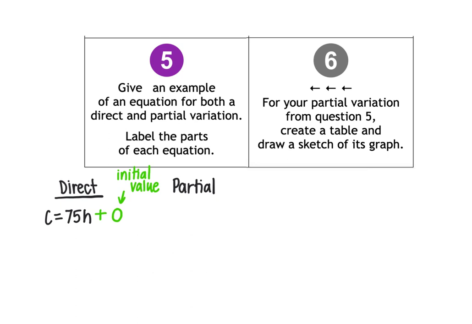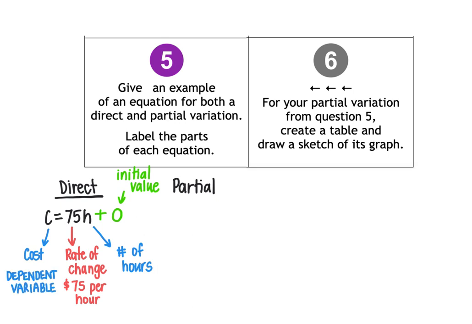If we look to label the parts of our equation, C could be representing the cost, maybe of getting a computer fixed, and 75 would be the rate of change. Perhaps it's $75 per hour that the computer takes to get fixed, and H would be the number of hours. The initial value, again, would be 0. So we would have our dependent variable C equals the rate of change 75 times the independent variable H, which is the number of hours, plus the initial value, which in this case would be 0.